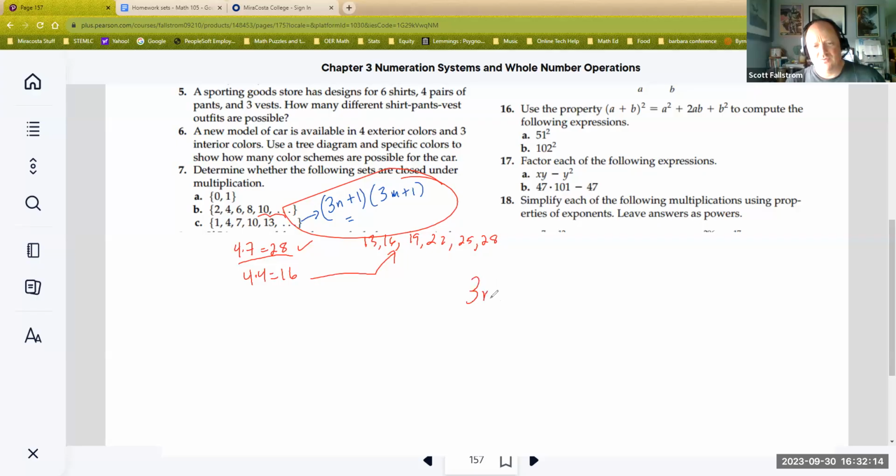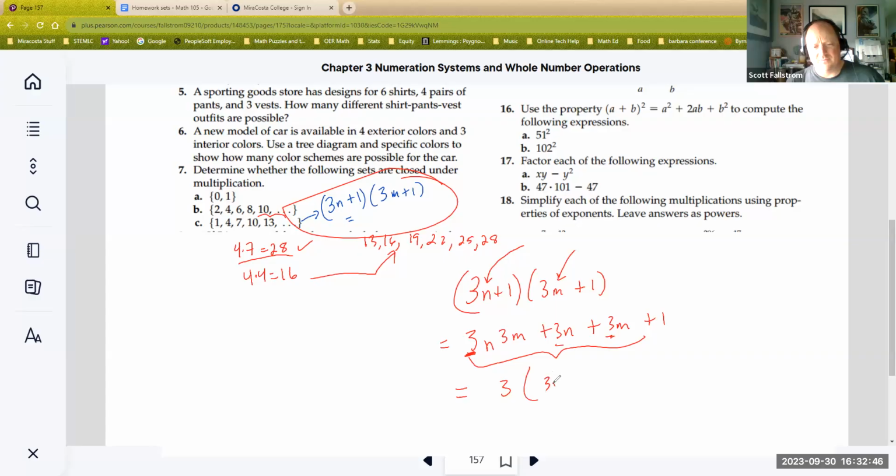So take a general form of any number in the set, multiply it by the general form of a different number. Notice I'm choosing different variables here because they don't have to be the same number. And when I multiply that out, I get 3n times 3m, right? This is the distributive property, plus 3n plus 3m plus 1. So if you take a look up here at the beginning, I could factor a 3 out of each of these and be left with 3nm plus n plus m plus 1, and I end up with 3 times some number plus 1.